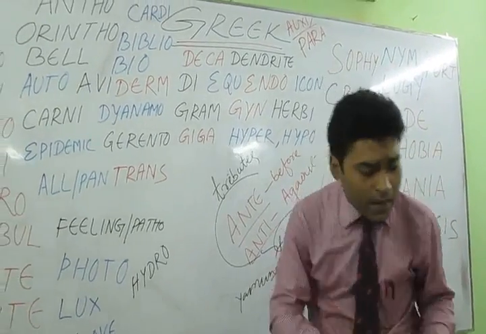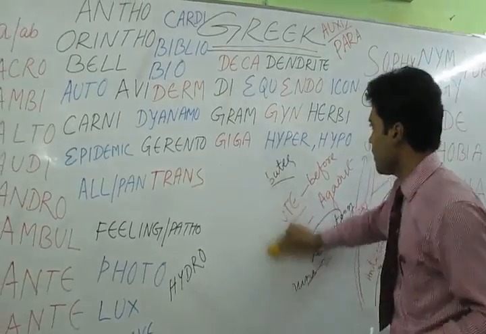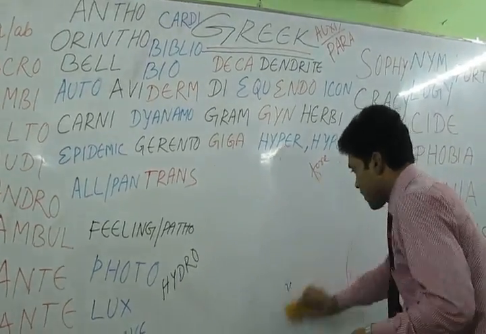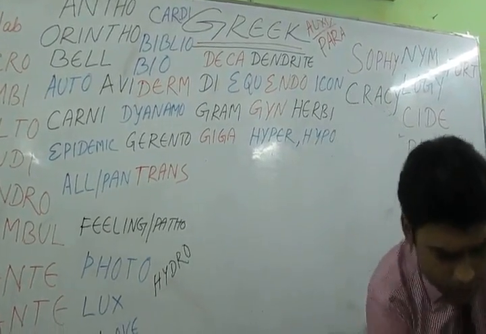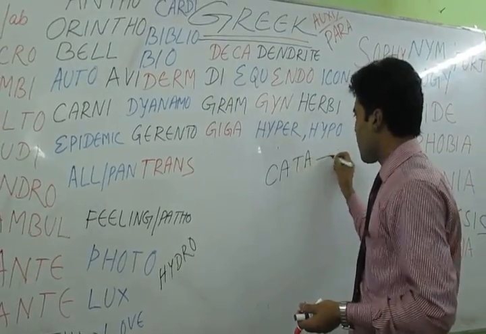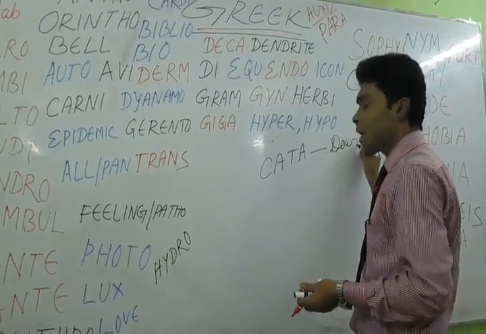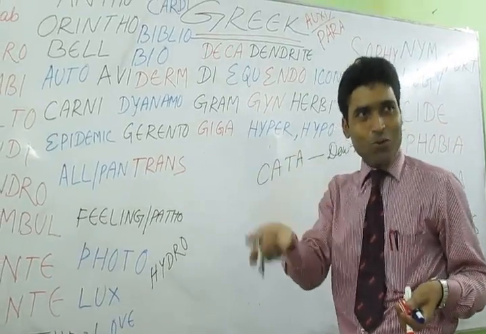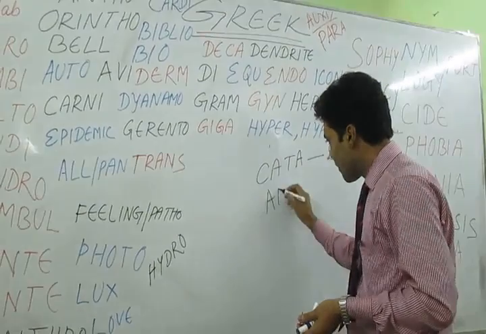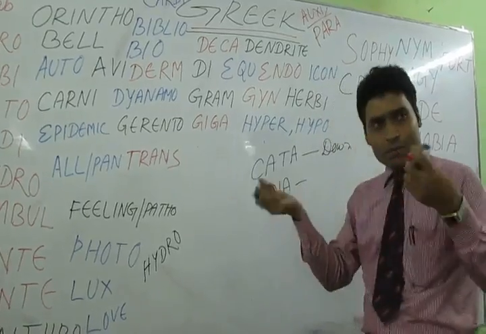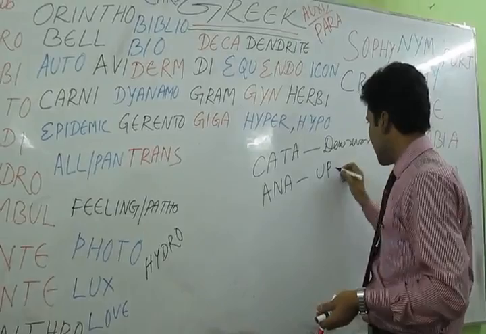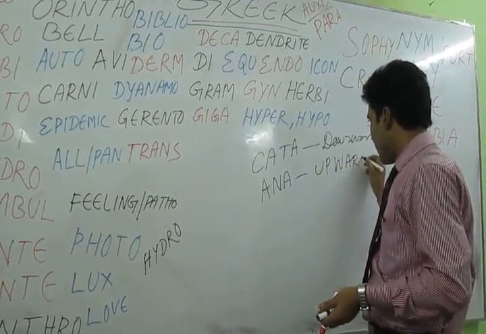Another word is kata and ana. I will discuss all these vocabularies in my first class. Please listen carefully. Another word is kata, C-A-T-A, kata. Kata means down. If you cut something, it will go down, it will become smaller. And another is ana. Ana means upward. So this is downward, this is upward.